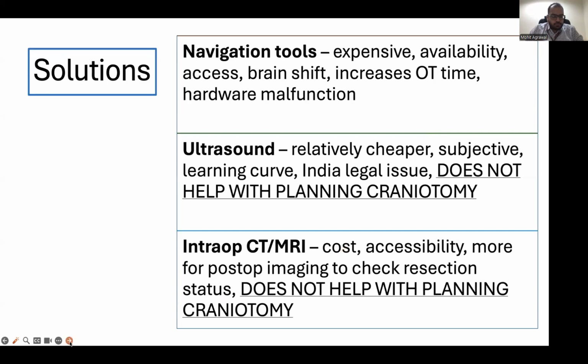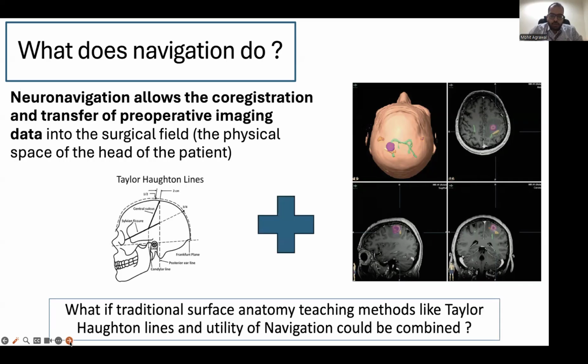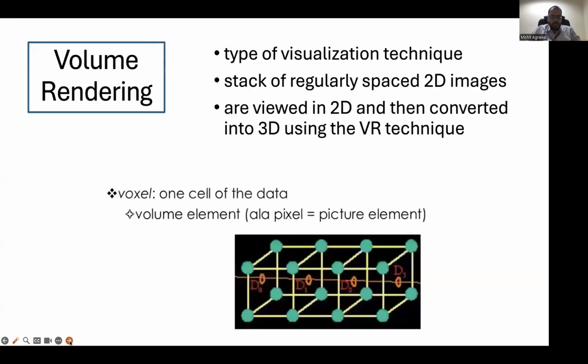So essentially, what does navigation do? We have to first see what neuronavigation basically does. Neuronavigation allows the co-registration and transfer of the pre-operative imaging data into the surgical field, that is, the physical space of the head of the patient. So, what if the traditional surface anatomy teaching methods like the Taylor-Haughton lines and the utility of navigation could be combined in a replicable manner? That would really be helpful for someone who does not have navigation, or who is operating in an emergency situation where they don't have access to navigation.